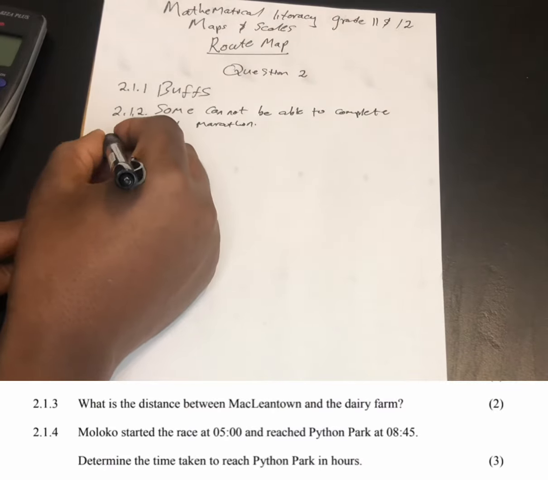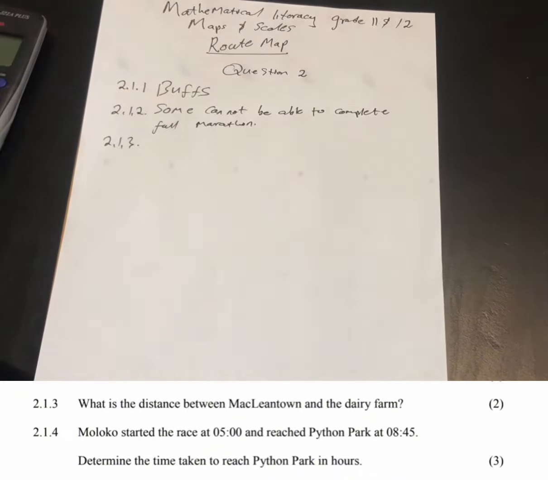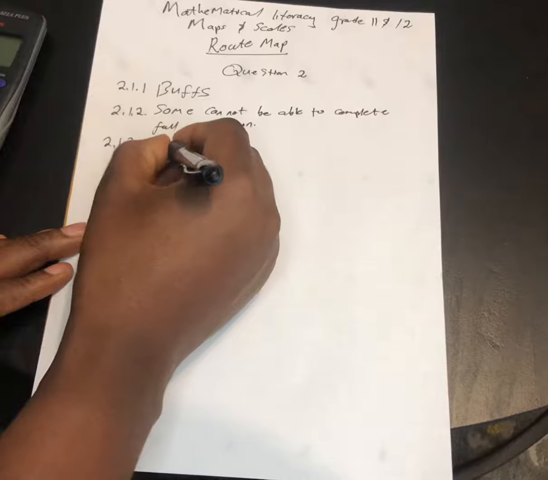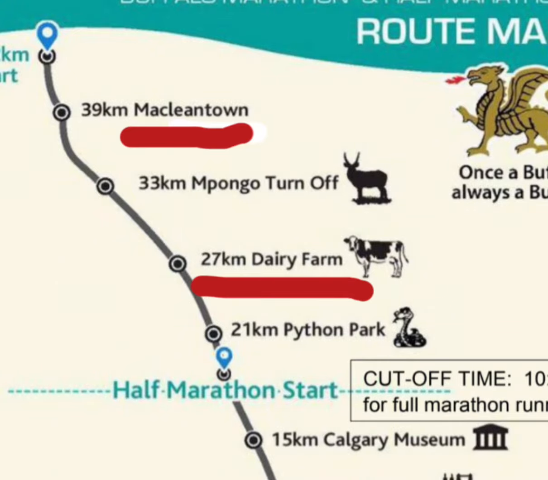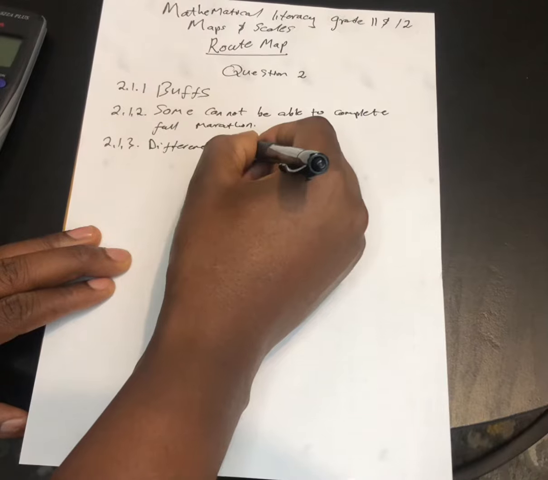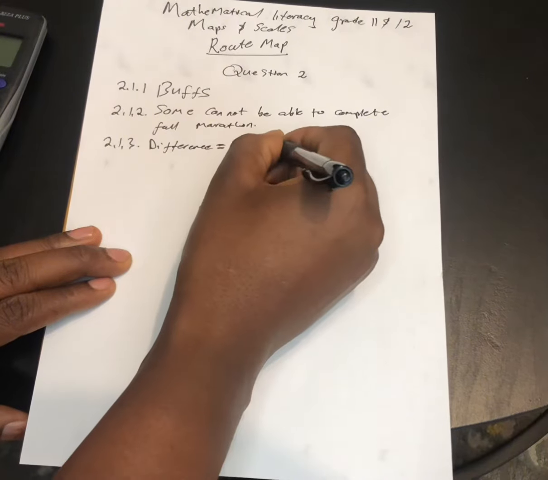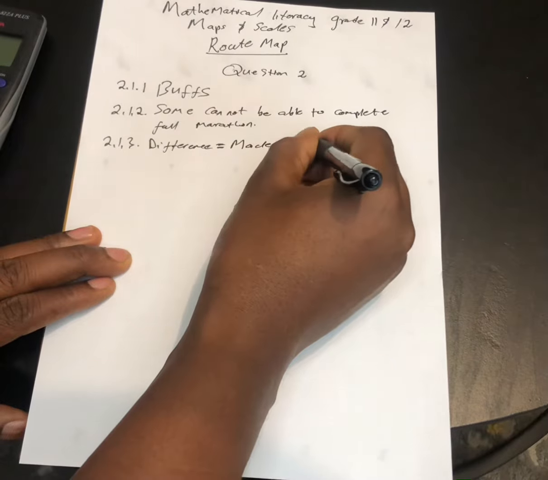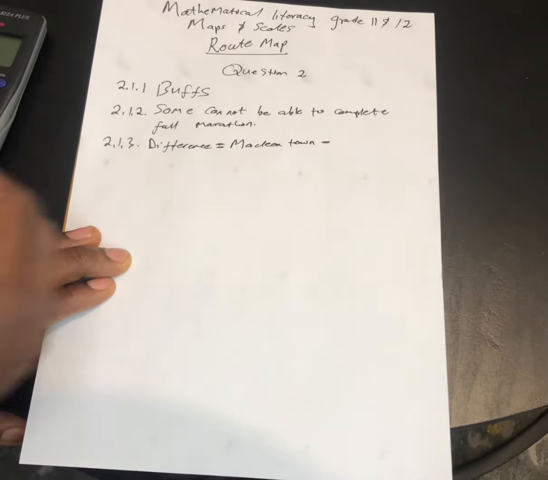Next question, 2.1.3. It says, what is the distance between Maclean Town and the dairy farm? This one, we just have to calculate the difference, like I told you before. I'm going to say the difference between the two towns. Which town is this one? It talks about Maclean Town. The difference between Maclean Town minus what? The dairy farm.